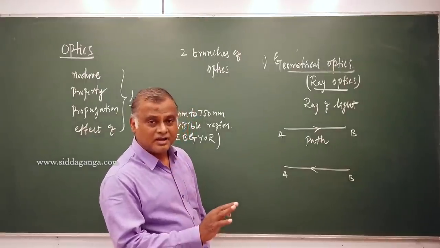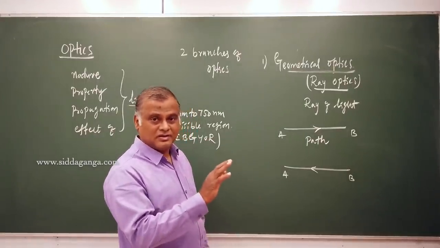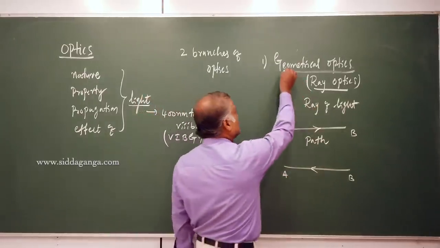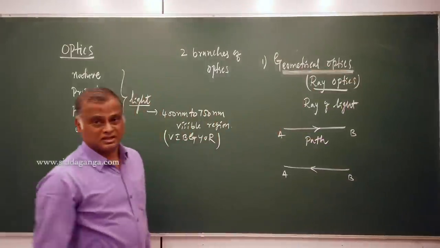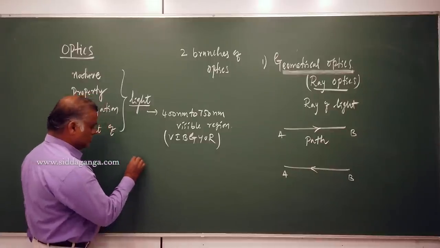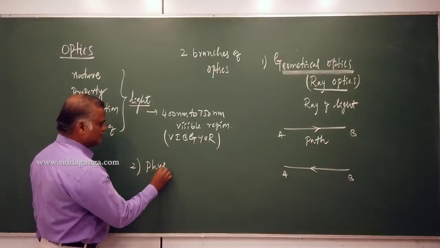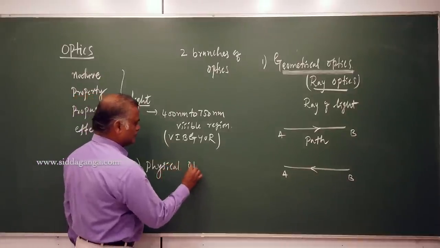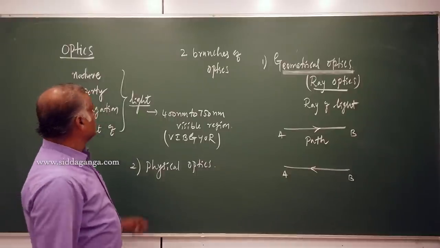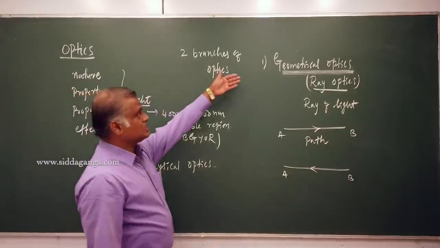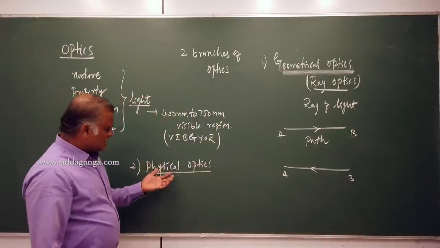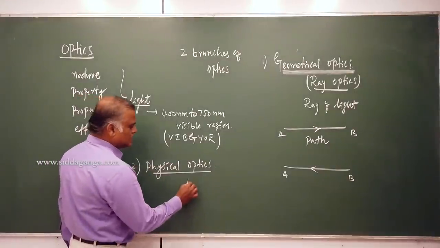That study of formation of images, when light is made to fall through certain optical media, is known as geometrical optics. And the other is physical optics. Name two branches of optics. One is geometrical optics and the other is physical optics. Sometimes physical optics is also known as wave optics.